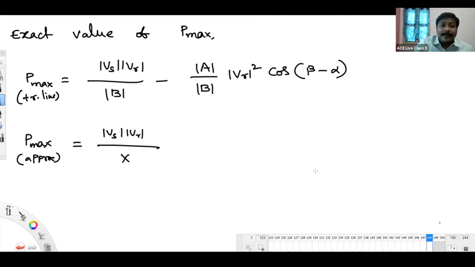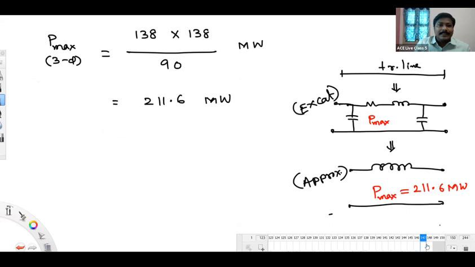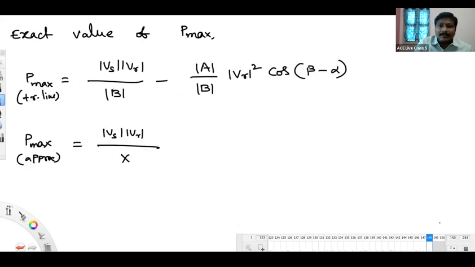Why it is so means this parameter mod B is greater than X. Just if you observe here, what is B? B may be 92.4. What is the X value? 90. So mod B is greater compared to X. That's one reason. And you are subtracting one term from this one. So obviously P max of the transmission line will be definitely less compared to the value of approximate P maximum.